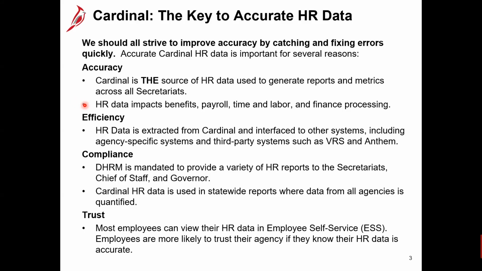The information is extracted from Cardinal and interfaces with a lot of our agency-specific systems and our third-party vendors like VRS and our Anthem benefits systems. So accuracy is key to making sure that this data supports those downstream systems. For compliance purposes, DHRM is mandated to provide a variety of HR reports to all the secretariats and to the governor's office. It's especially critical for FOIA requests, where we're providing this information out to public entities, and we're reporting it based on the way that the data is reflected in the Cardinal system.